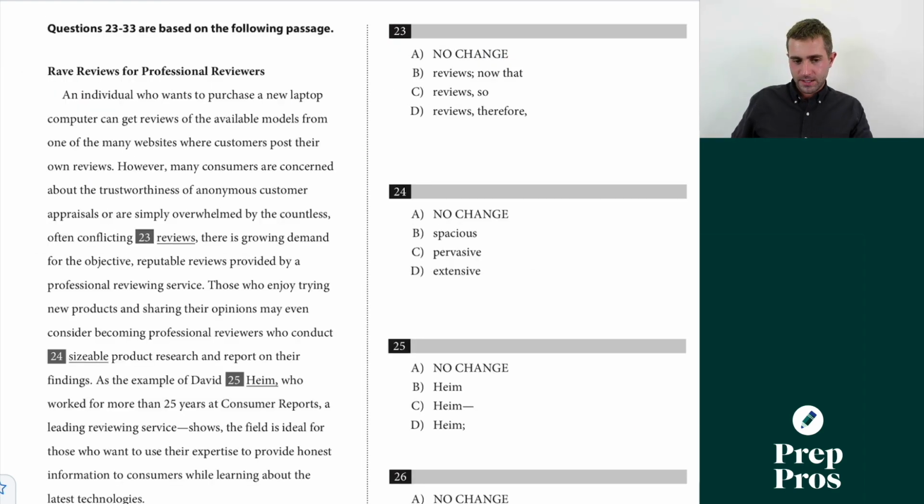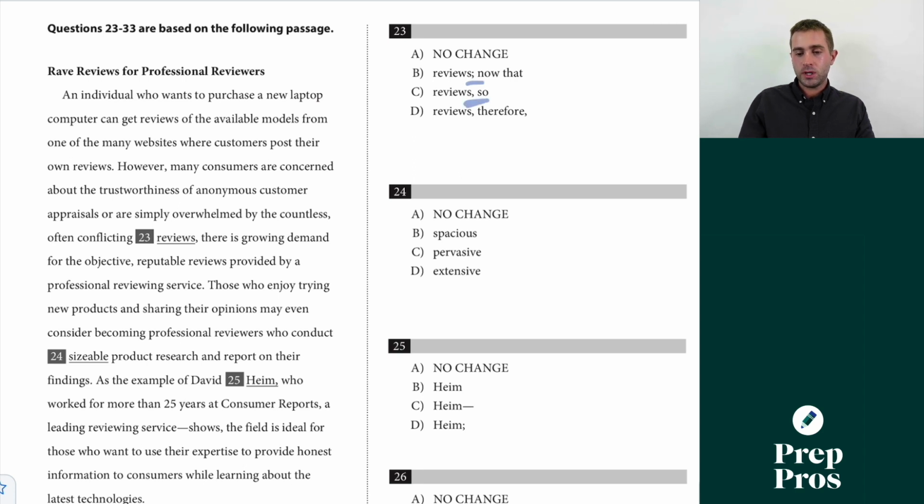All right, for our third passage here. So once again, I already read through this one just to keep the video a little bit shorter here after going through the whole first one together. So I'm just going to bounce question to question here. So question 23, this is going to be a sentence structure question.